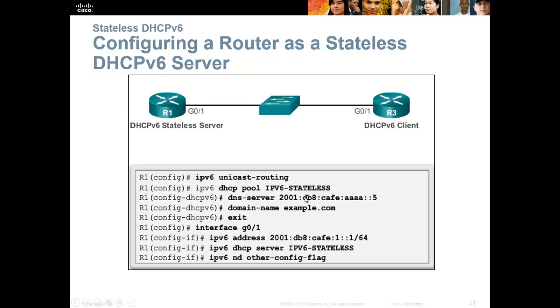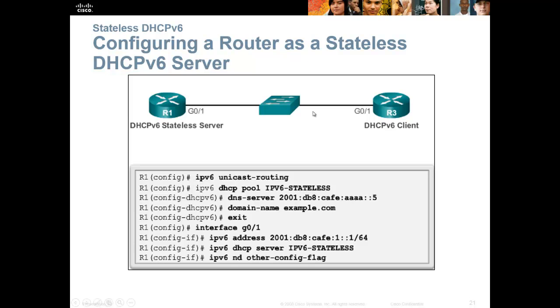So the DNS server is going to be here, the domain name is going to be here. And then you go to the interface and say IP address, blah, and then IP DHCP server stateless, and then ND, remember neighbor discovery, other config flag. So two steps. One, you're creating the address name. You're saying, hey, the DNS server is at this network, and this is the network that I'm going to assign or pass information out. And then you go to the interface, and whatever address is on the interface, that's the address information you're going to pass out to the clients.